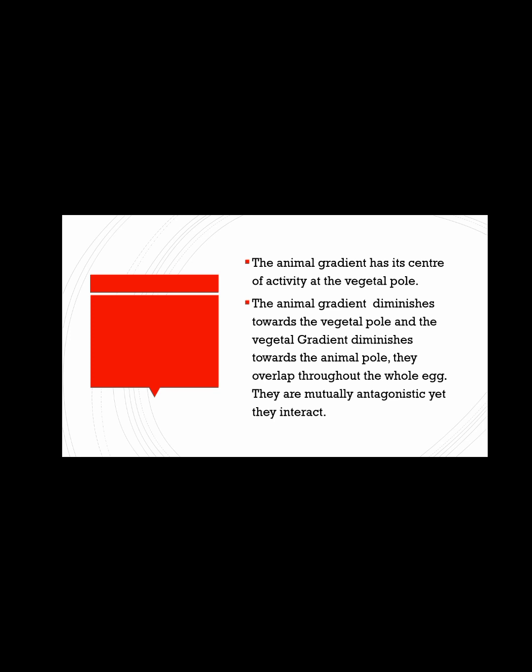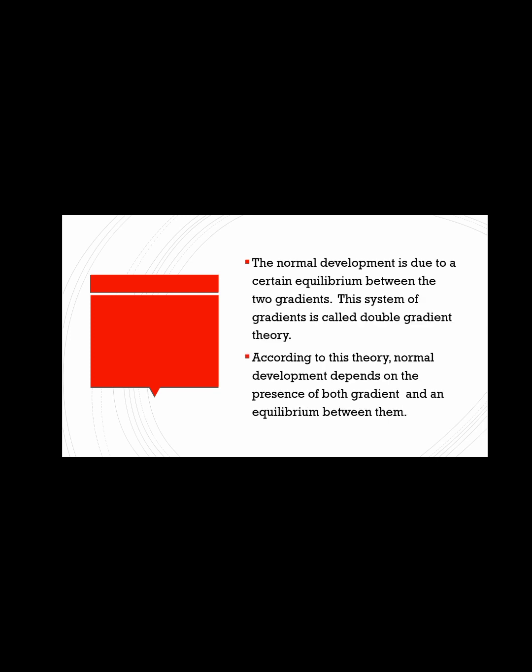The animal gradient diminishes towards the vegetal pole and the vegetal gradient diminishes towards the animal pole. So they overlap throughout the whole egg and they may be mutually antagonistic as they interact. Normal development is due to a certain equilibrium between the two gradients. So this system of gradient is called double gradient theory. According to this theory, normal development depends on the presence of both gradients and an equilibrium between them.